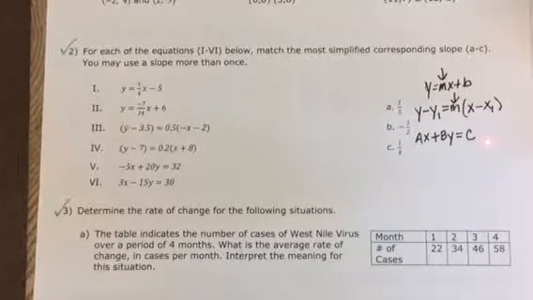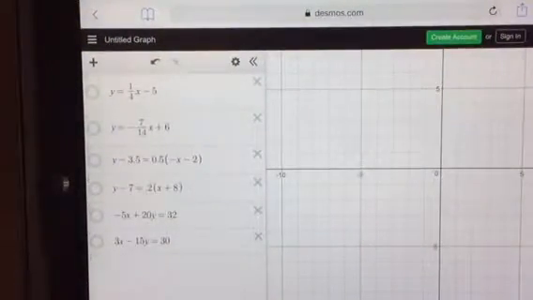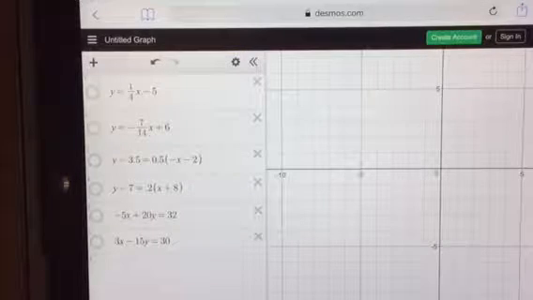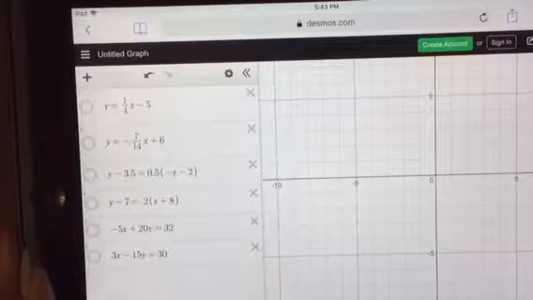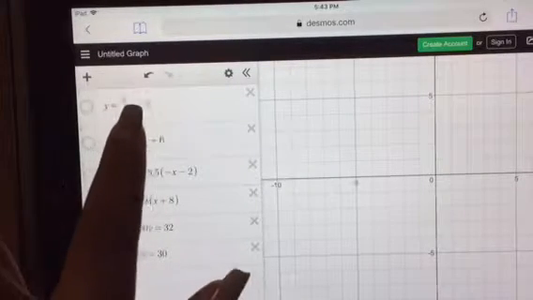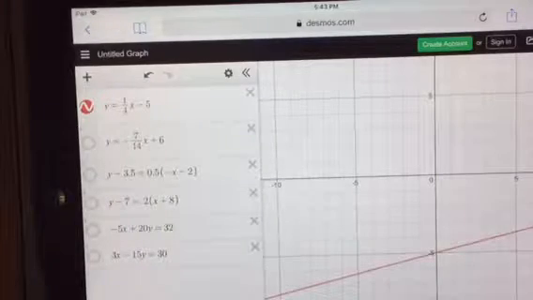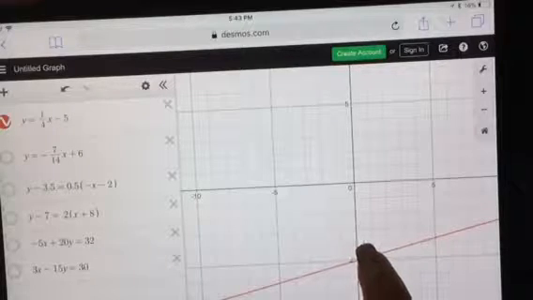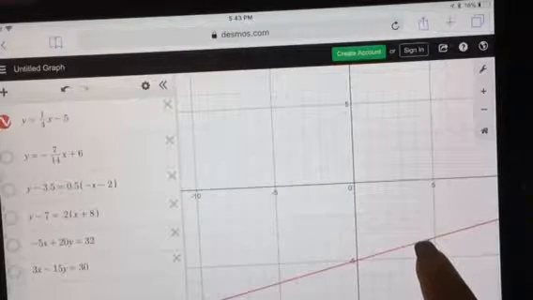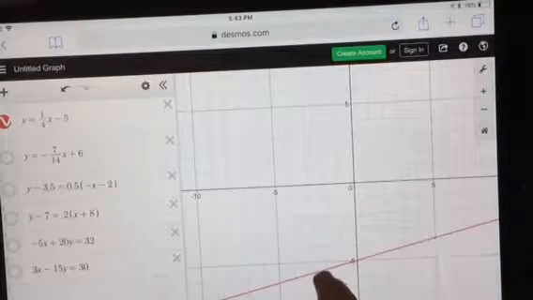So the way we're going to tackle this problem is to put all of the equations in Desmos. As you can see, I entered all of the equations and I took the lines away so that we can look at them one at a time. The first equation is written in y equals mx plus b, and we can easily tell that the slope is 1 over 4. So there's that line. And as you can see, if I rise 1 and run 4, there's the new dot right there. So that's an easy slope there.